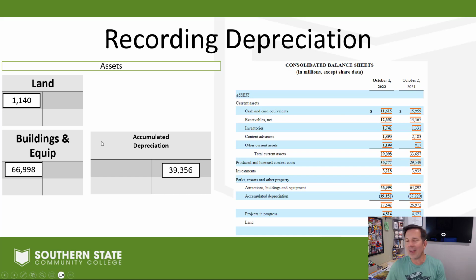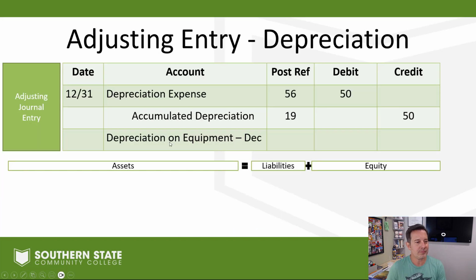So let's talk about the adjusting entry. We're going to debit the depreciation expense account. We're going to credit accumulated depreciation. Now, I've got 50 plugged in here. The example your book uses doesn't make you calculate anything. It just says depreciation was 50. And so we're making the entry for it. So there we go. The entry to record depreciation is always going to be a debit to the expense account and a credit to accumulated depreciation.